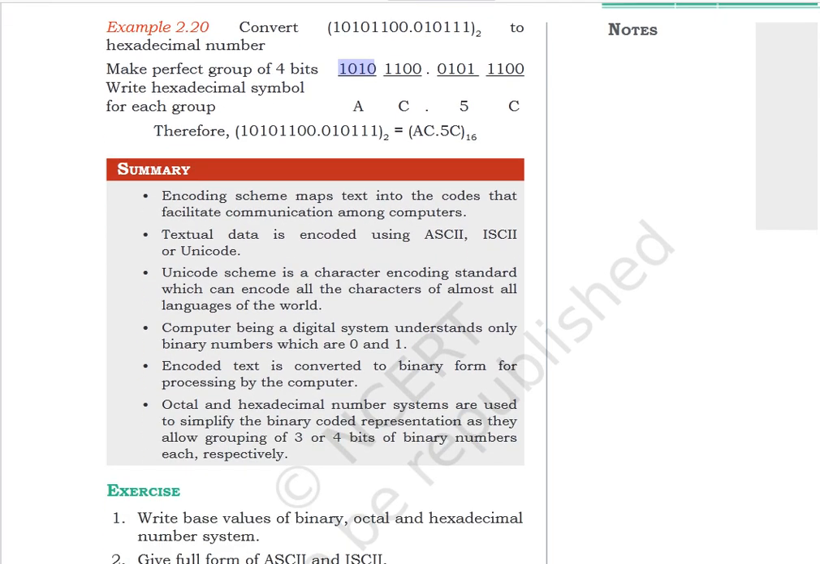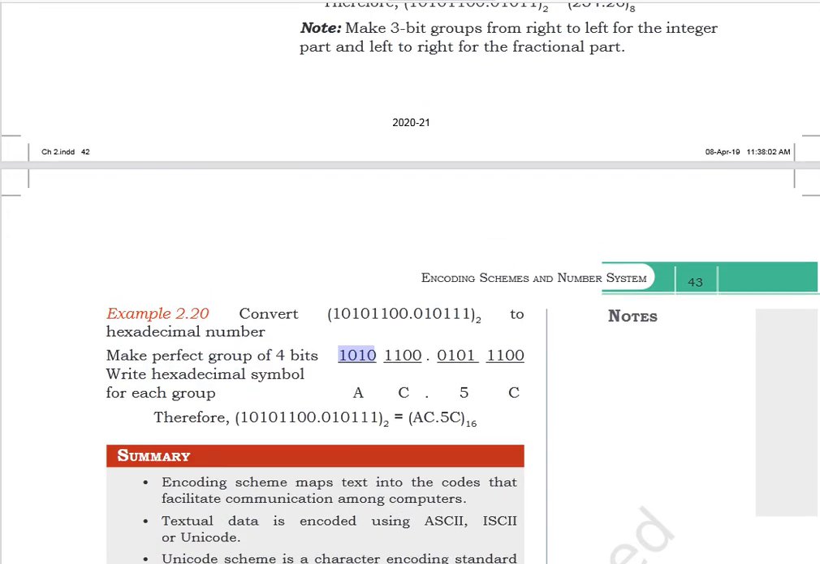Okay, so chapter 2 is completed here. The entire chapter is completed with detailed explanation.